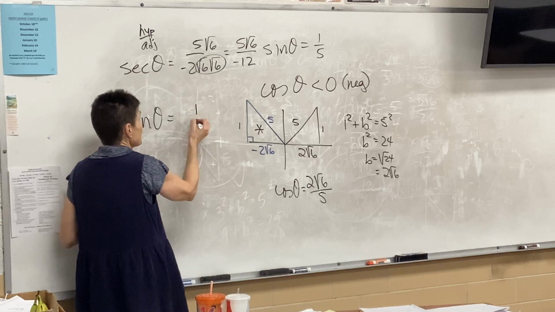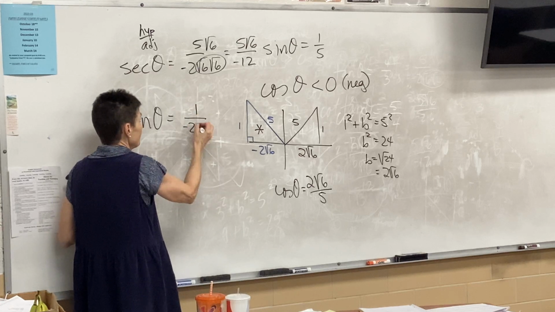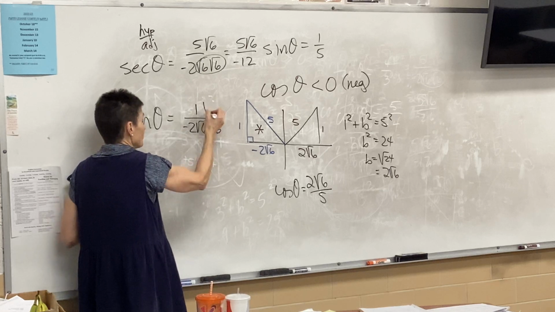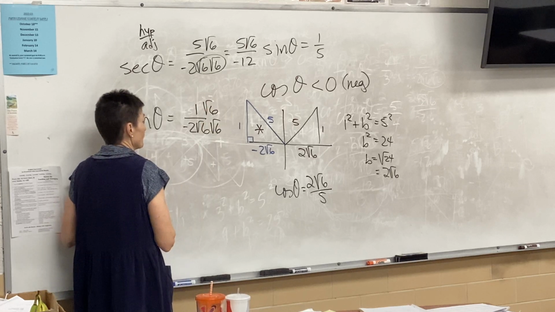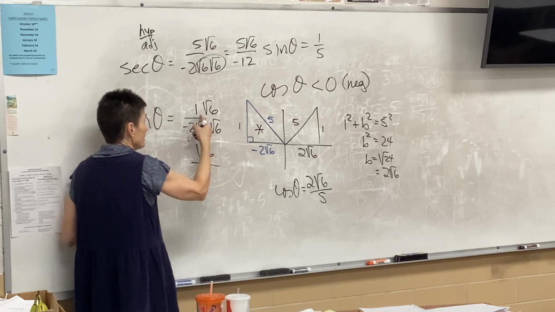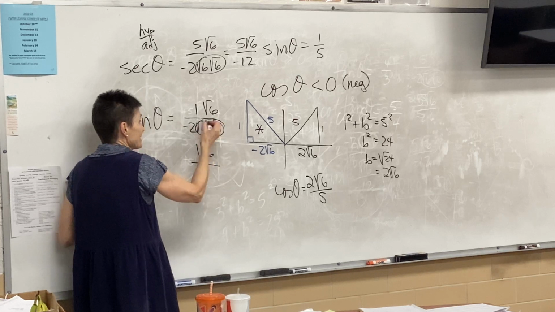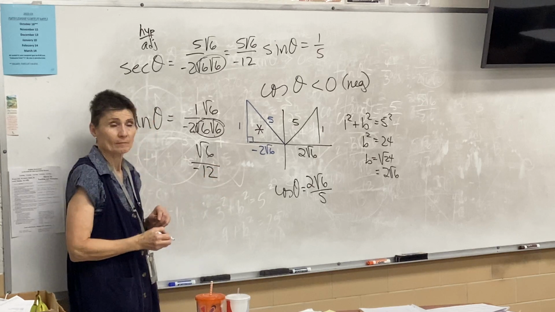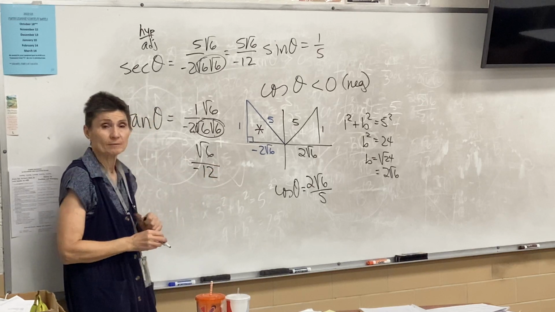Now tangent, same thing's going to happen with the tangent. We're going to put opposite over adjacent. We're going to have to get rid of that radical. So we have √6 on top. This makes 6 times 2 makes negative 12. And there is your tangent.